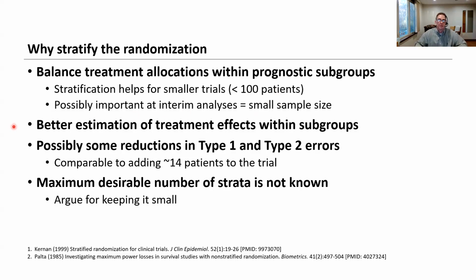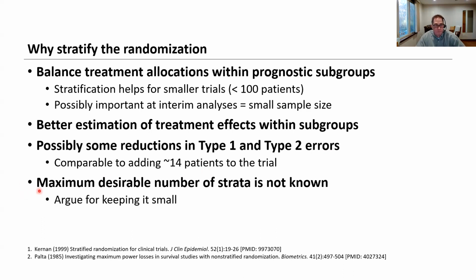Other benefits, you get better estimation of treatment effects within subgroups that you stratified on. There's possibly some reductions in the type 1 and type 2 error rates. There's some estimate that by stratifying on important prognostic factors, it's comparable to adding about 14 patients to your trial, right? So you get a little bit more efficiency out of it.